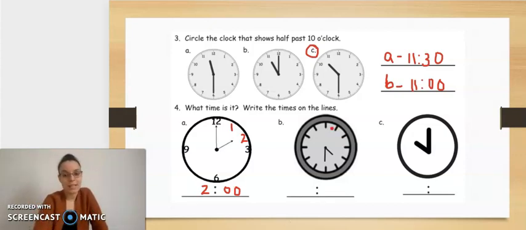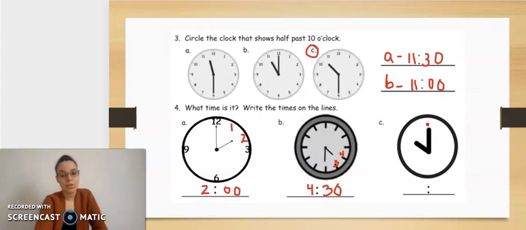Well, this one luckily has lines. So 12 is always at the top. 1, 2, 3, 4. So it's between 4 and 5. Halfway between 4 and 5 means what time is it? With this minute hand pointing down to the 6. Yep, 4:30. It's a little bit tricky without those numbers, but you can go ahead and draw those numbers in if you want.